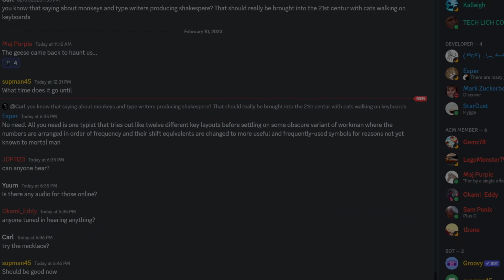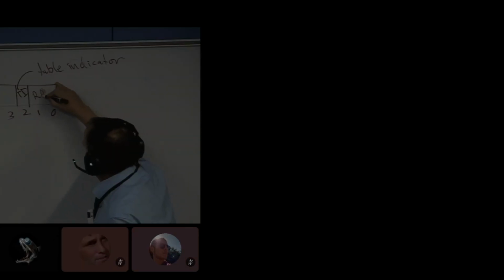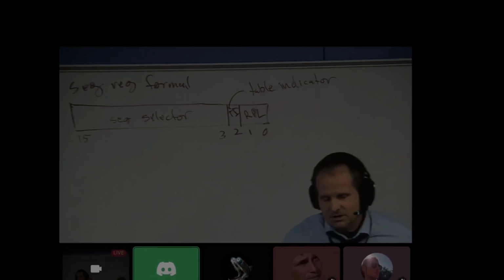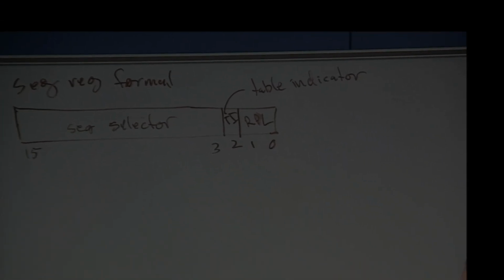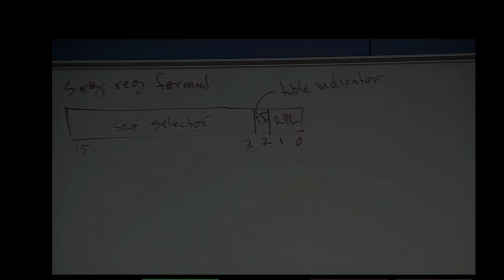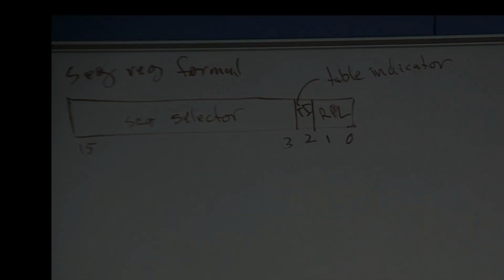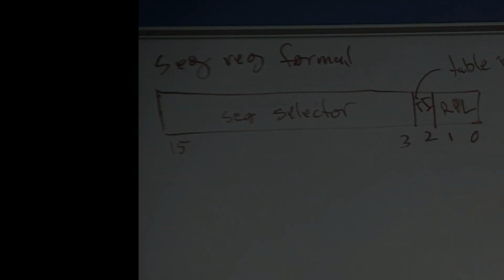Okay? This is the requested priority level. We're not going to worry about that. We're going to assume that everything is incredibly high priority. We're not going to even deal with it. Okay? So, you notice the table indicator. What do you think that does?